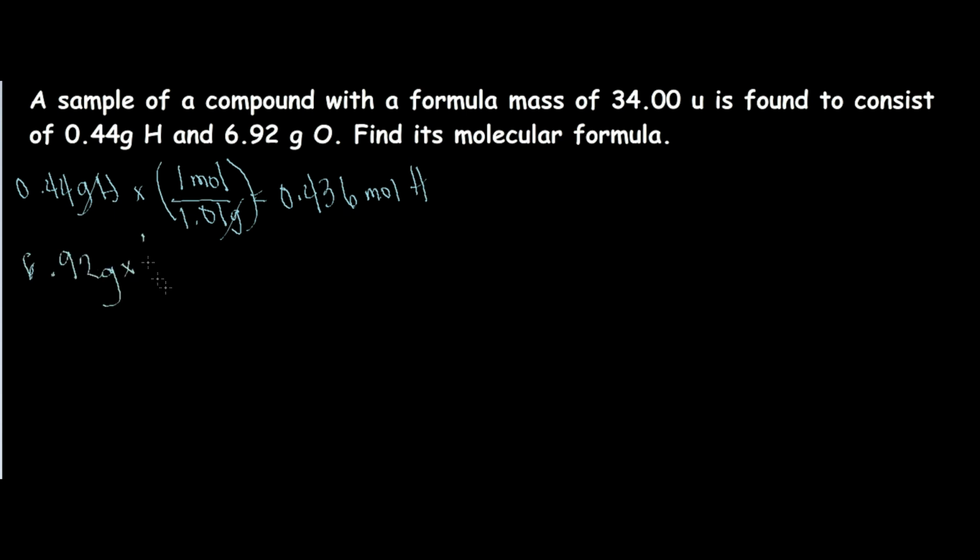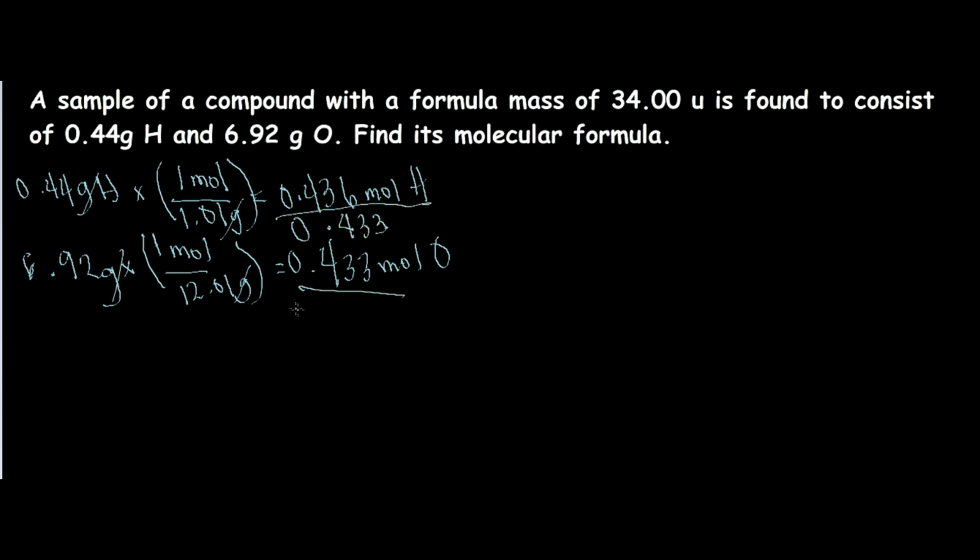Now for the oxygen, same procedure. Multiply it by the molar mass, 12.01 grams. Cancel the unit. This will give us 0.433 mole of oxygen. Now divide this by the smallest number of moles. This will give us 1 and 1.01 H. Now we have the empirical formula HO.